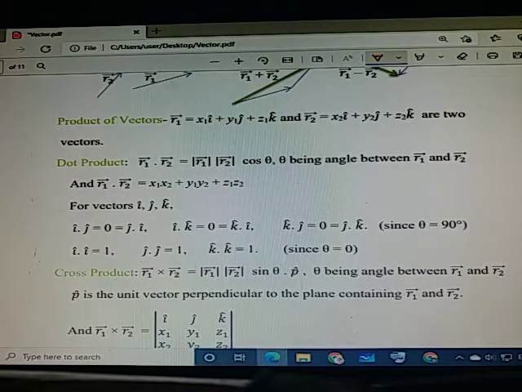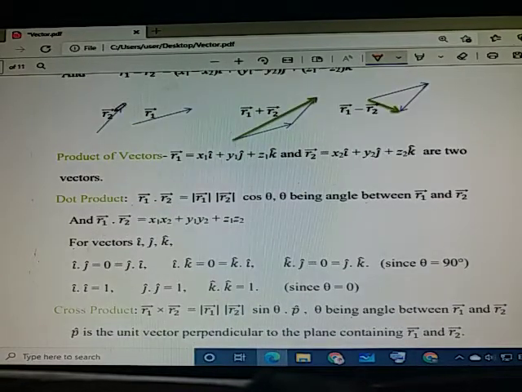Then product of vectors. So this is R1, R2, and we are adding this. R1 is parallel to R2, in the same direction. So the starting point of R2, you join it with the end point of R1. These two are parallel, so the same direction is going. And from the starting point directly to this end, this vector is R1 plus R2.